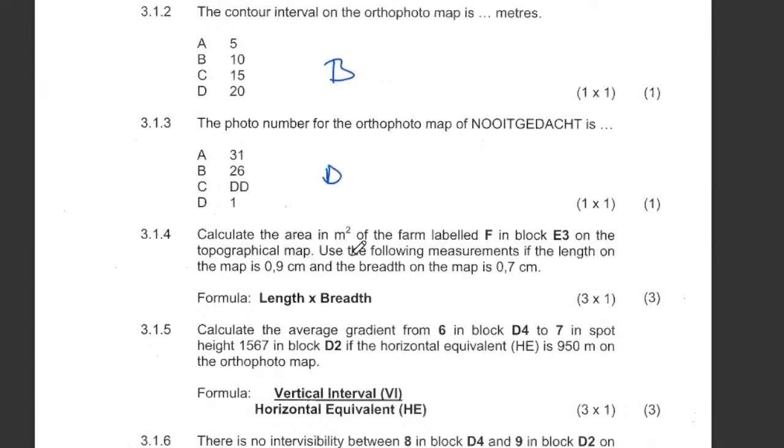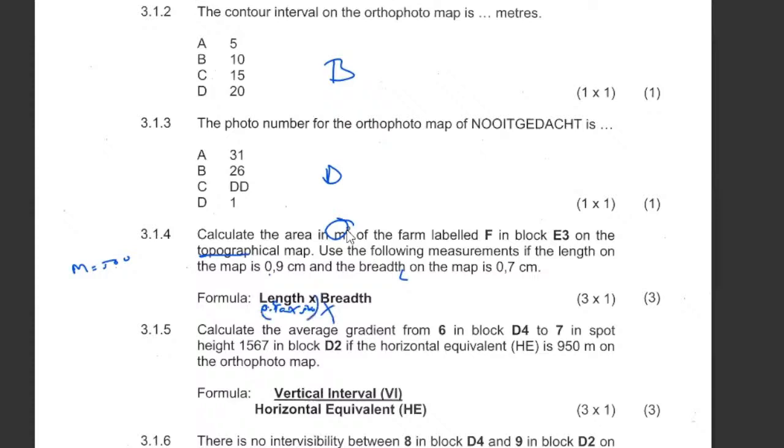Then calculate the area in meters of a farm labeled F on the topographic map. Use the measurements given. So they have given us the measurements and they want the answer in meters. So we come here, we consider meters and which map is being used? Topographic. Therefore, we remember that if it's meters on the topographic, we use 500. Therefore, we say the area here is L times B. What is the value for L? The value for L is 0.9. So it becomes 0.9 centimeters times 500.